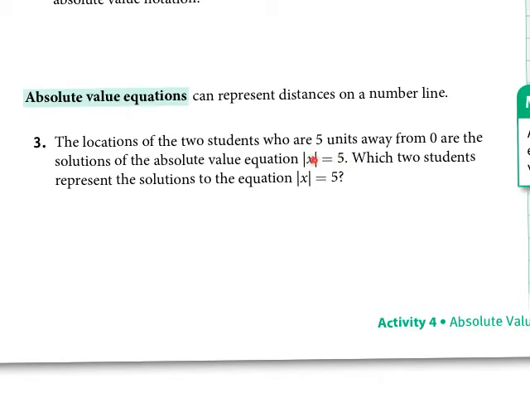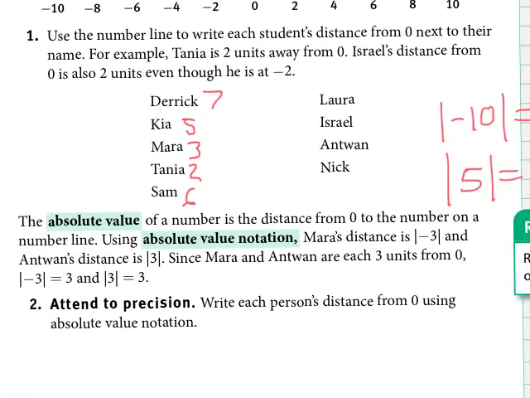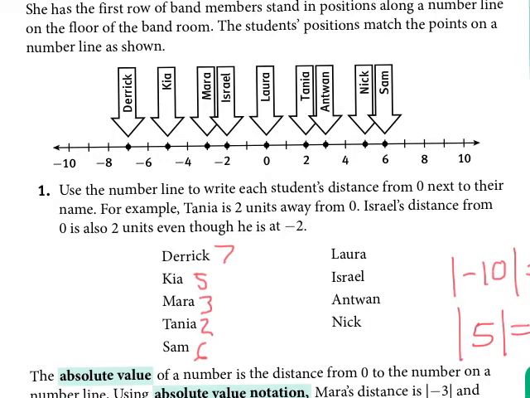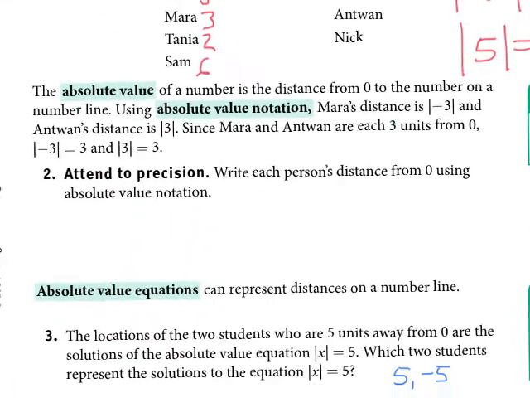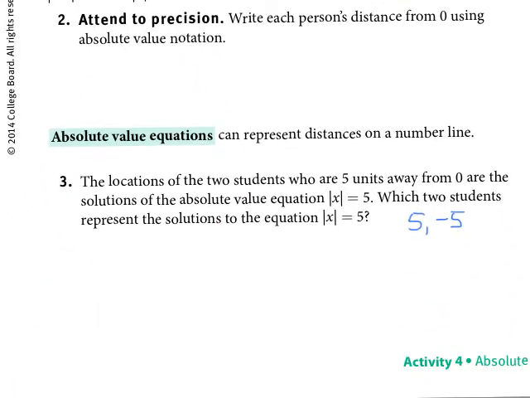So if this number inside of here has to be 5 spaces away from zero, what numbers could be 5 spaces away from zero? Hopefully your response is that the 2 numbers that are 5 spaces away from zero would be 5 and -5. So the actual question they asked me, which 2 students represent the solutions of this equation? I'm looking for the students standing on 5 and -5 on my number line, which would be Antoine at 5 and Kia at -5. Okay? So Antoine and Kia.